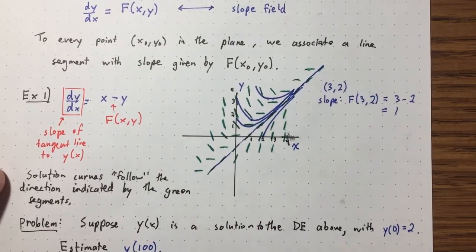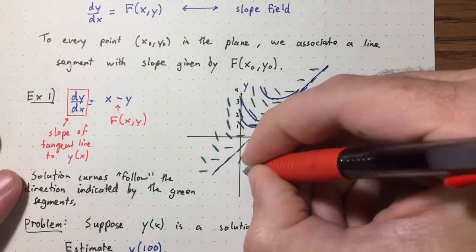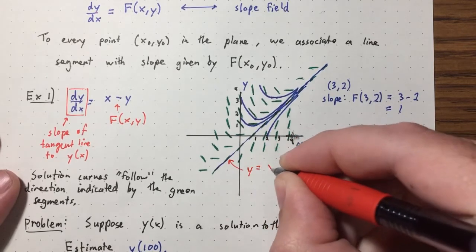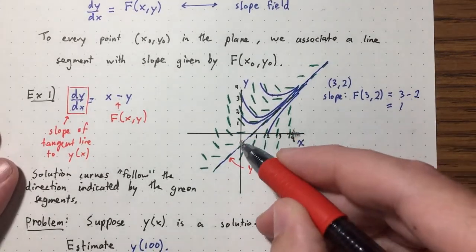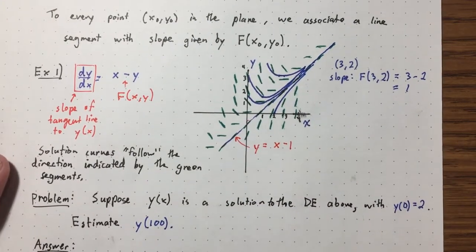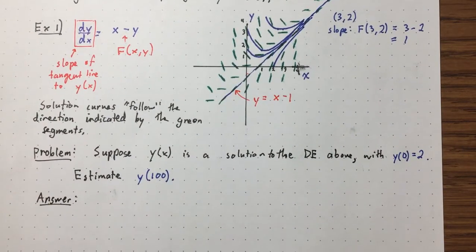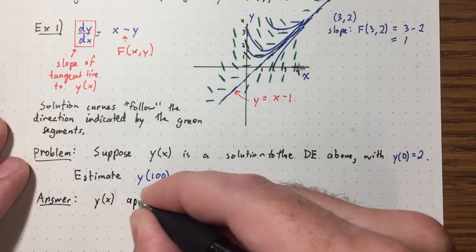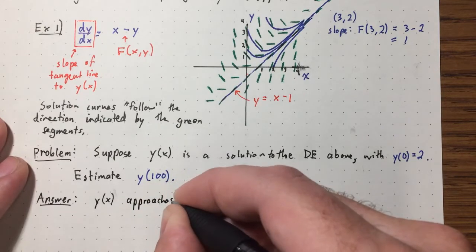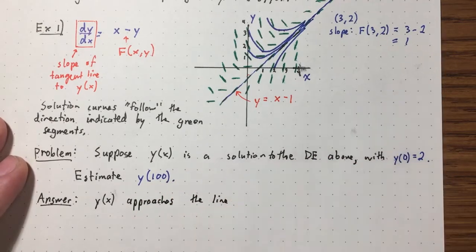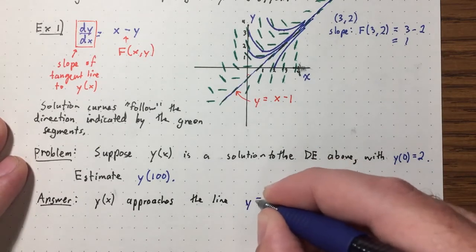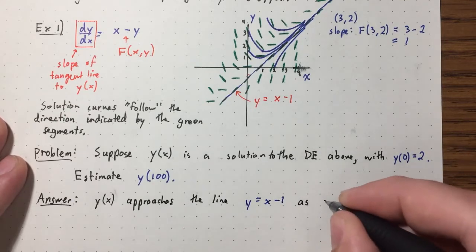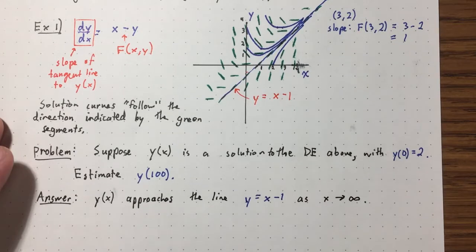What is that line? That line has a slope of 1, and so it's going to be y equals x minus 1, because it's offset by negative 1 here. Okay, so let's make note of that. Our solution, y of x, is going to approach the line y equals x minus 1 as x gets larger.